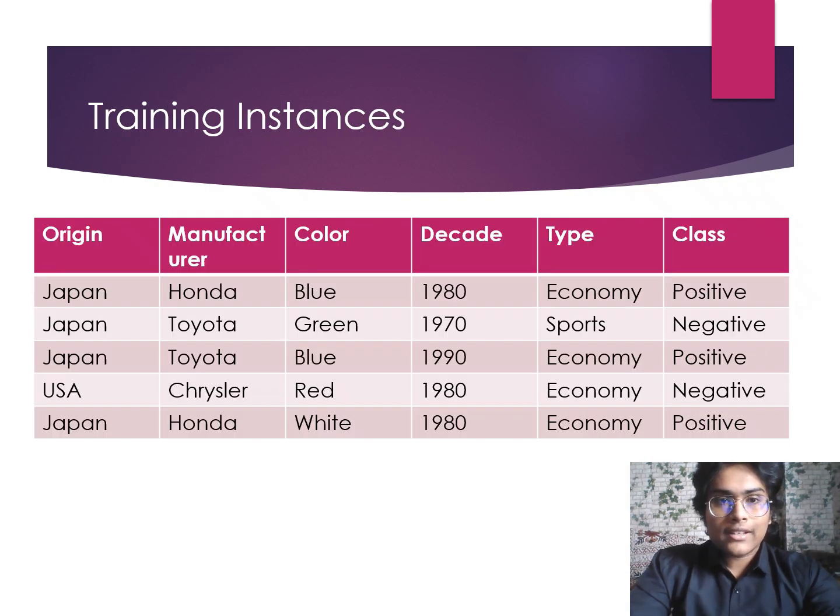So let us take an example of a training instance. Here is a table which contains origin, which is the country of the car manufacturing company, the name of the manufacturer, the color of the car, the decade, the type, which is economy or sports, and the class, which is positive or maybe negative in some cases.